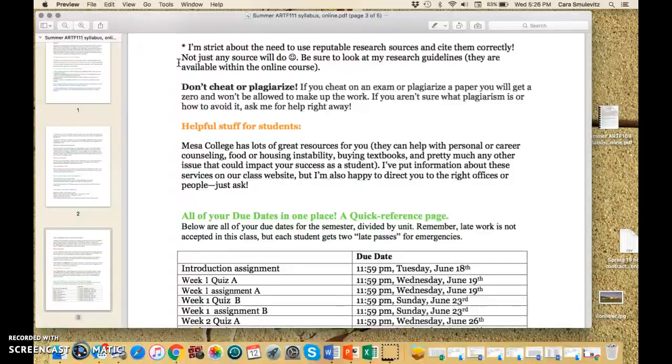Another little warning, I'm strict about reputable research sources and citing them correctly. I mention this because in online classes, many students are used to just Googling things and using information from Wikipedia or other kinds of sources that come up first in Google. I have specific guidelines for research in this class. They're available within the online course. They're pretty much the same as you get in any college course, but keep in mind that it is something that I'm strict about, particularly in online classes.